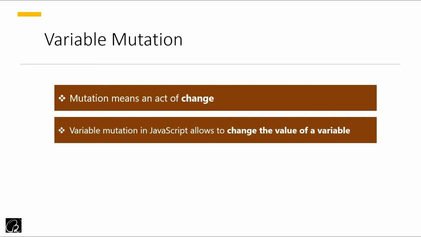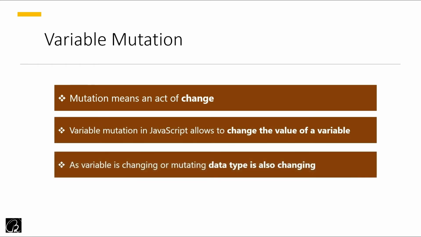Now if we are changing the value, we are changing the data type as well. As the variable is changing or mutating, the data type of the value is also changing. Like if you are storing, let's say, a string in a variable, you can mutate it to a number. You can change the data type of that variable to number. It is possible in JavaScript; it is that flexible.